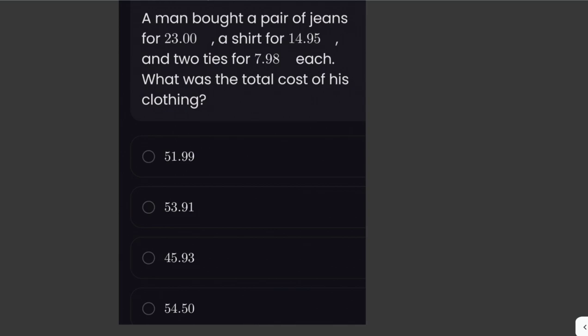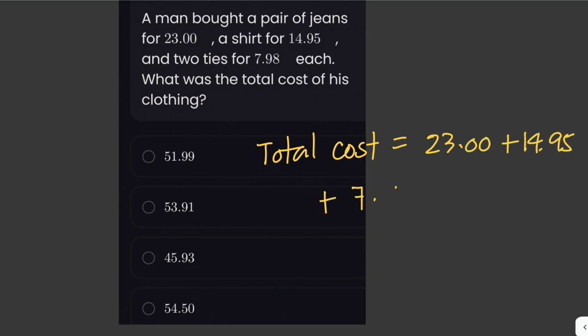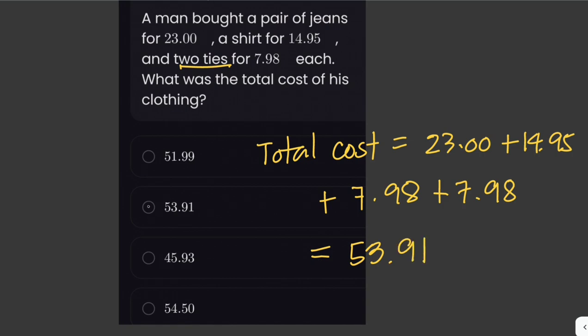A man bought a pair of jeans for 23, a shirt for 14.95, and two ties for 7.98 each. What was the total cost of his clothing? So all we have to do here is simply add the cost of all the items. So total cost is just equal to 23 plus 14.95 plus 7.98 plus, it says two ties, so that would be 7.98 times 2. And this would give us an answer that is equal to 53.91. So the answer is this one.